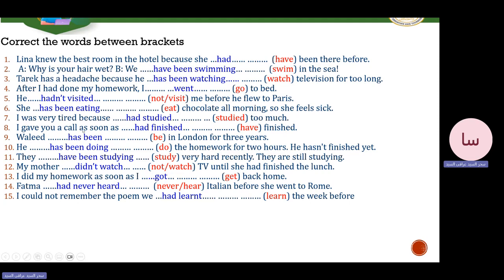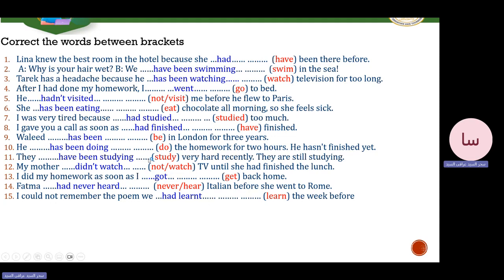I will give you a call as soon as I have finished. We have here give, so it should be present perfect. We should also have I here. Walid has been in London for 3 years. He has been doing the homework for 2 hours. He hasn't finished yet. He's still doing it, so he has been doing.